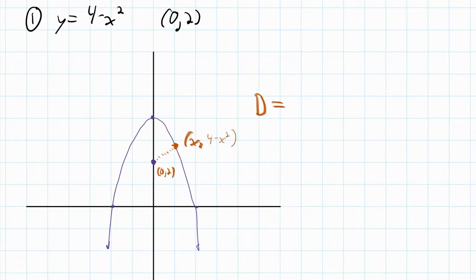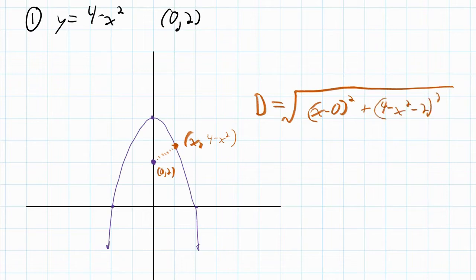So distance is equal to the big radical of the change in x squared plus the change in y squared, and that would be 4 minus x squared minus 2, squared. And if you need to review the classic distance formula, then please do so. That's something that should be fresh in your heads, that distance is equal to the square root of the change in x quantity squared plus the change in y quantity squared.